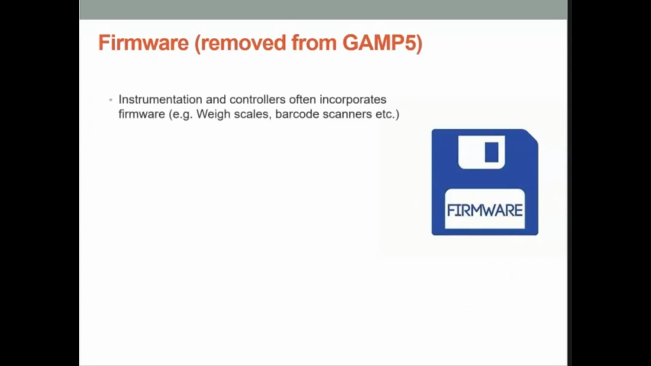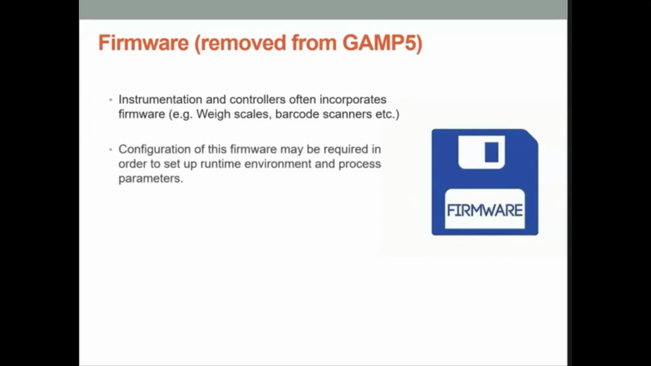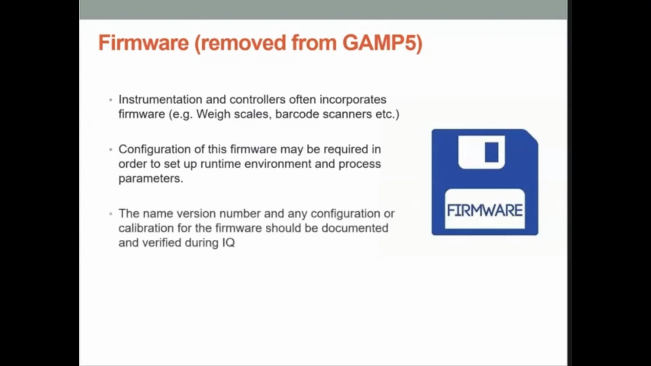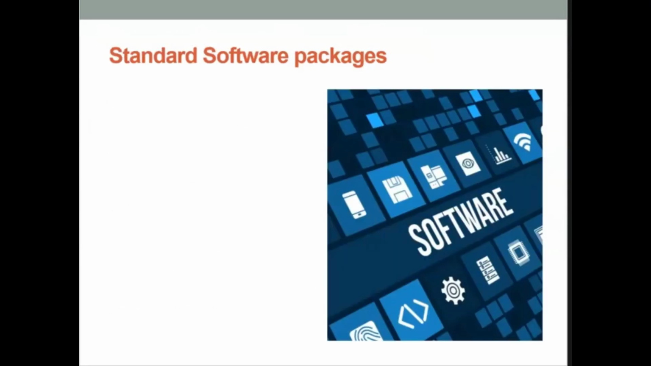Firmware. Instrumentation and controllers often incorporate firmware, so things like your weighing scales, barcode scanners, things like that. The configuration of this firmware may be required in order to set up a runtime environment and process parameters. The name, version number, and any configurations or calibration for the firmware should be documented and verified during the IQ. Functionality should be tested during OQ, and change controls must be applied. Standard software packages.